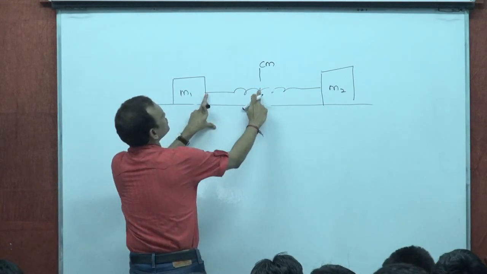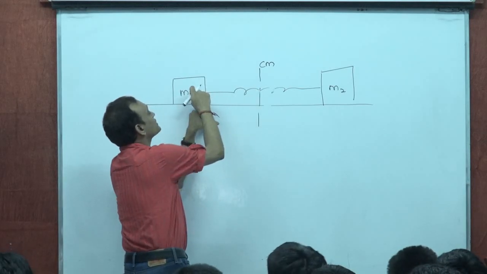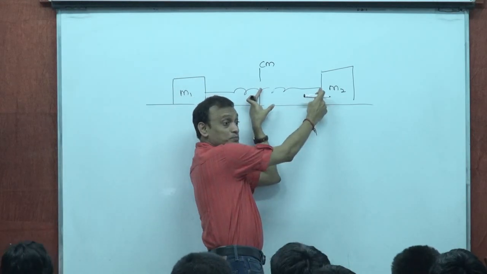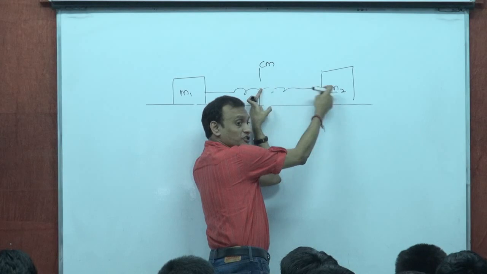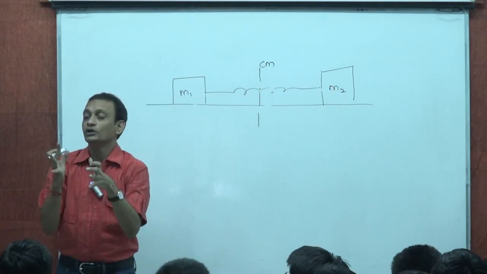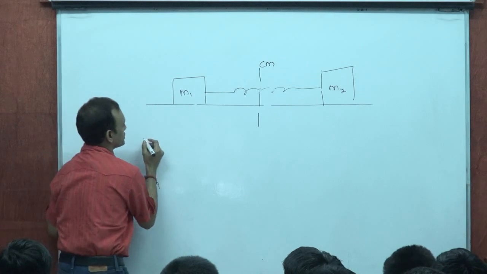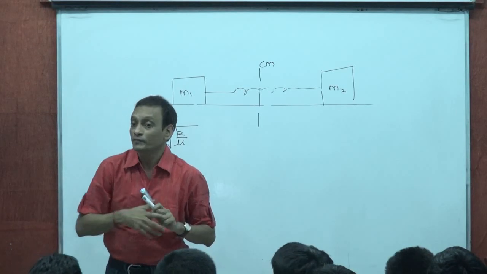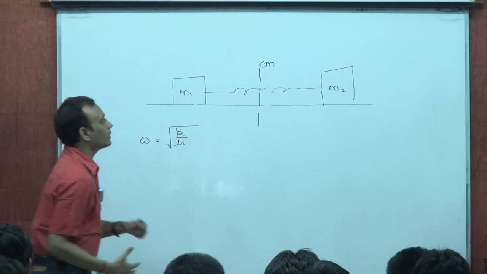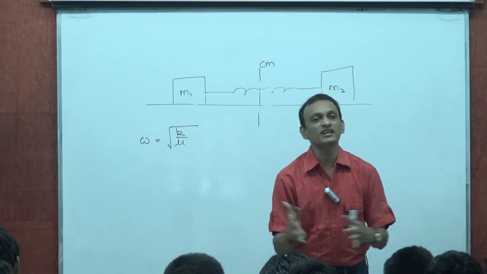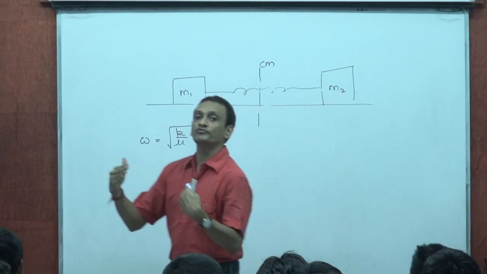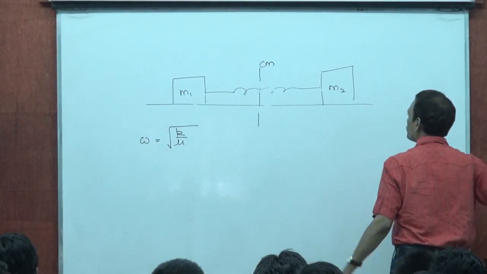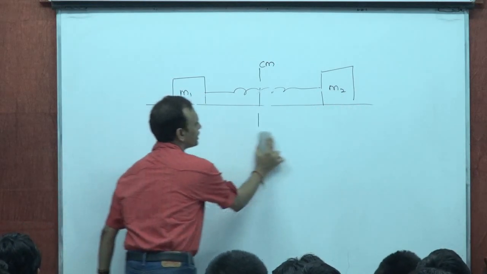This was fixed, as if this length was fixed. This was the natural length of the spring to which M1 was connected. This was the natural length of the spring to which M2 was connected. And the two masses M1 and M2 executed simple harmonic motion with omega equal to root k by mu, where mu was the reduced mass of the system, right? We also, from center of mass considerations, looked at how to find the amplitude of oscillation of the two masses.